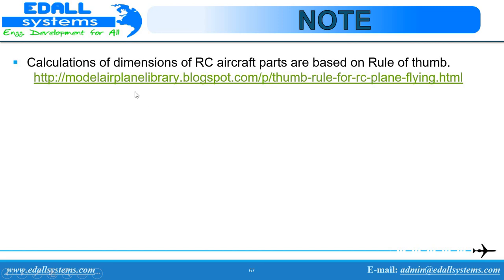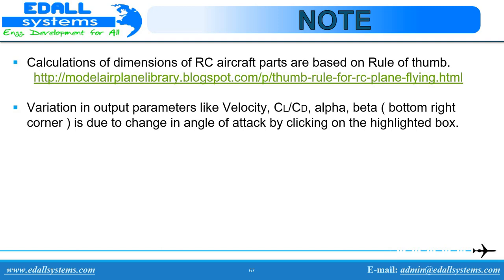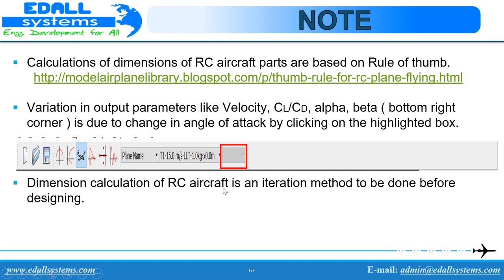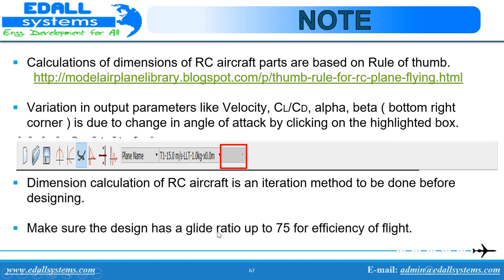Few points to be noted: the calculation of the dimensions of the RC aircraft parts are based on the rule of thumb. By clicking on this link below, you can actually get the website by which you can calculate the dimensions of the RC plane just the way you want. The variation in the output parameters like velocity, CL/CD, alpha, beta that we get on the bottom right corner is due to the change in the angle of attack, which can be changed by clicking on the highlighted box in the toolbar. And the dimension calculation for RC aircraft is an iteration method that is to be done before designing. Make sure that the design has a glide ratio up to 75 for efficiency of flight.